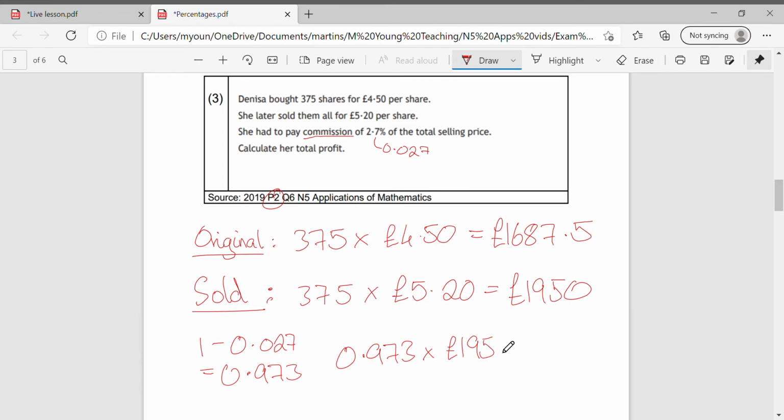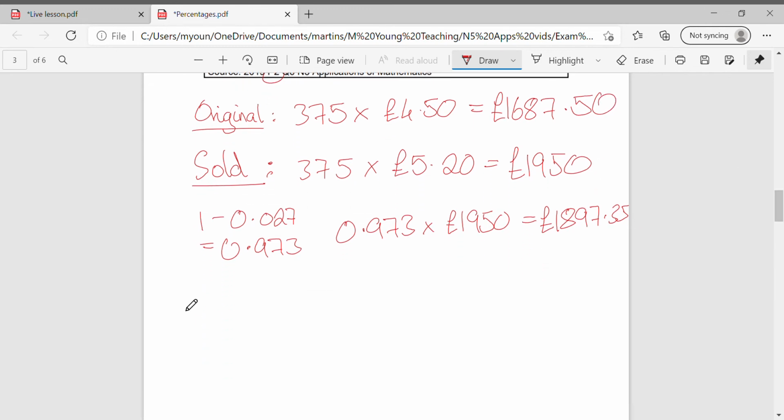So this will tell you what they actually sold for, or how much money the person actually received, and that is 1897.35. What I should say, I've just noticed, I've not put a 0 on that first one. Make sure you're always doing it to 2 decimal places. And then to work out what the actual profit is, let's just do the new, take away the original. Whatever she got for them, take away what she paid for them originally.